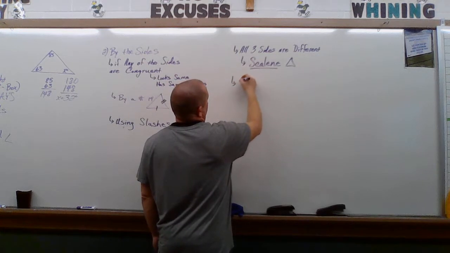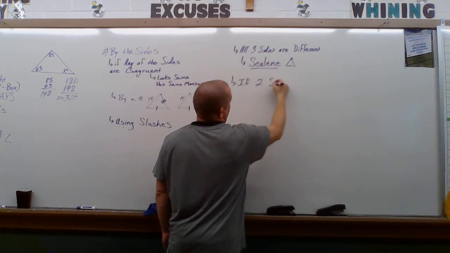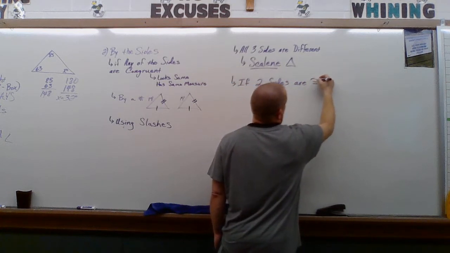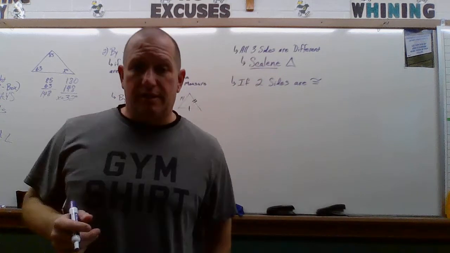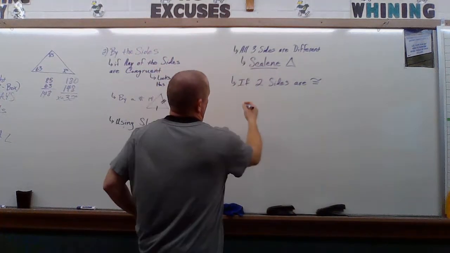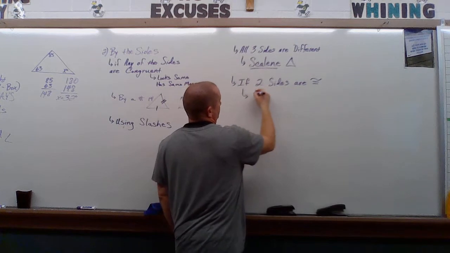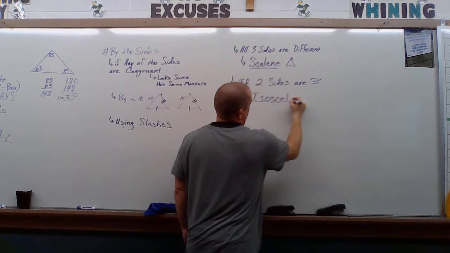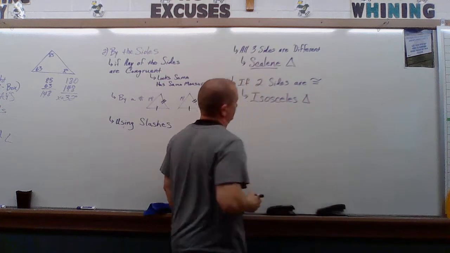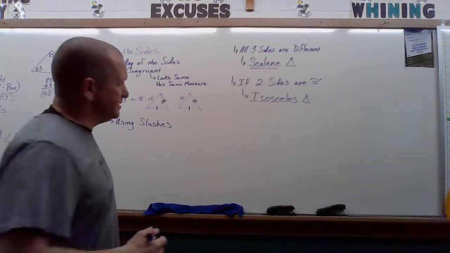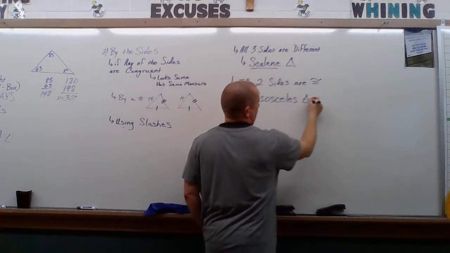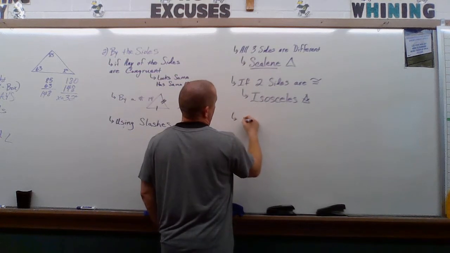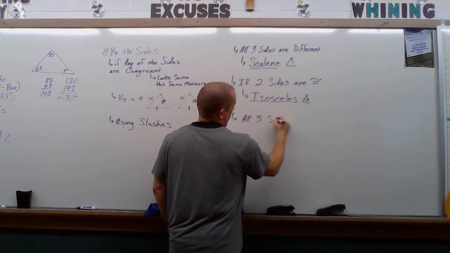If I have 2 sides that are congruent, anybody have any idea what that word is? So hopefully, maybe you have heard of this, but this is an isosceles triangle. And again, a lot of times, like I said, they'll just show this triangle by putting the 2 slashes up there. And then, last but not least, we'd have all 3 sides are congruent.